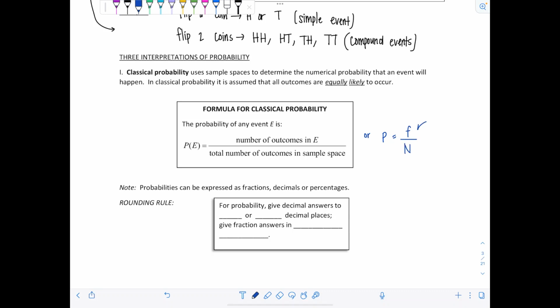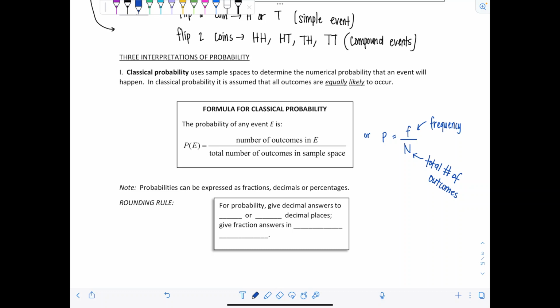Okay, same thing. So F is the frequency of the event E, so how many different ways it can happen. And then N, capital N down here, is the total number of outcomes, which is the size of your sample space. So just so you know, when you're doing your homework, if you see this F divided by N business, that's what they're talking about.